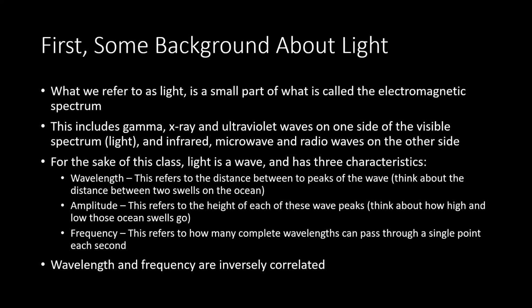Gamma rays, X-rays, which we use for actual X-rays, and ultraviolet light, which is what gets you your tan or can give you skin cancer. These are all on one side of the visible spectrum, and on the other side of that spectrum is the infrared, microwave, and radio wave frequencies, which infrared is the heat that we get off from sitting next to a fire or a heater, or what radiates from the sidewalk after it's been in the sun all day.